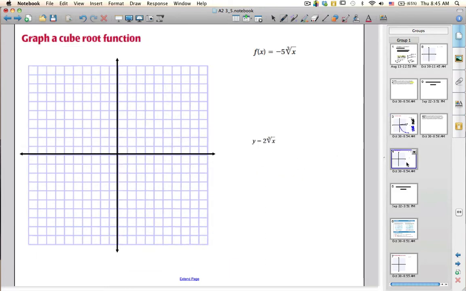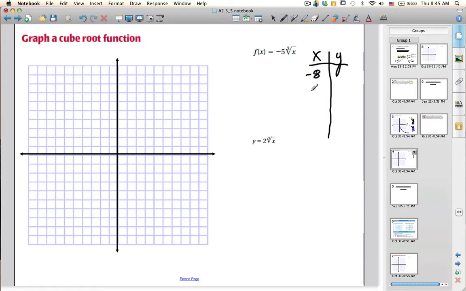Okay, so let's take a look at cube root functions. We're going to have similar sorts of similarities and differences. So we're going to start with a negative leading coefficient. I am still the person in charge of picking the inputs. I still want to pick easy inputs, but since it's a cube root function, I'm going to pick perfect cubes.